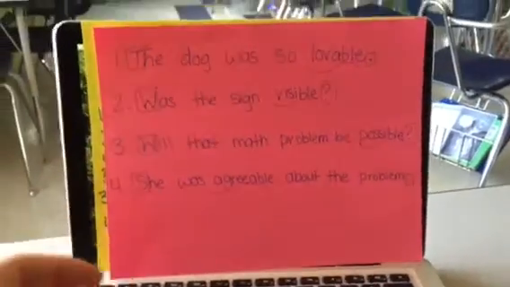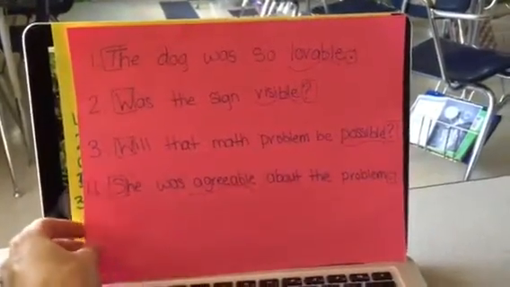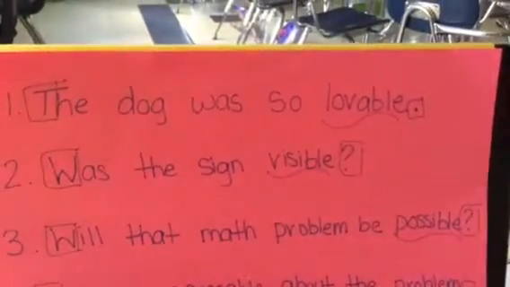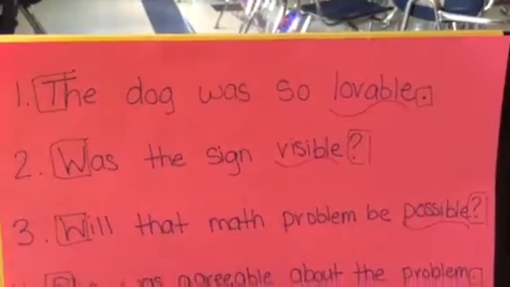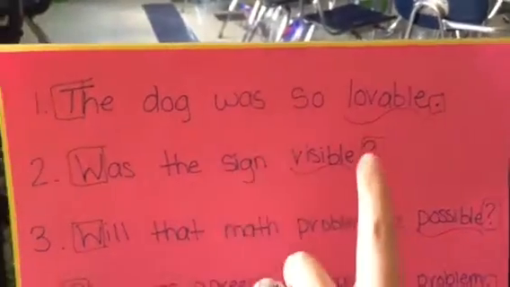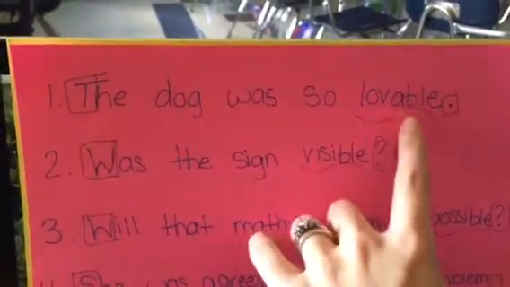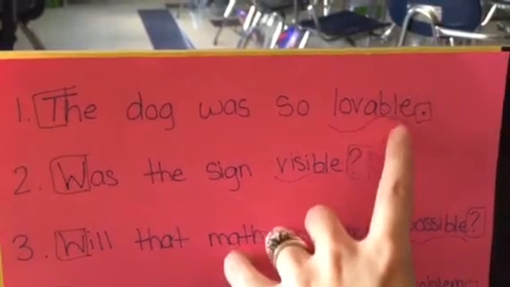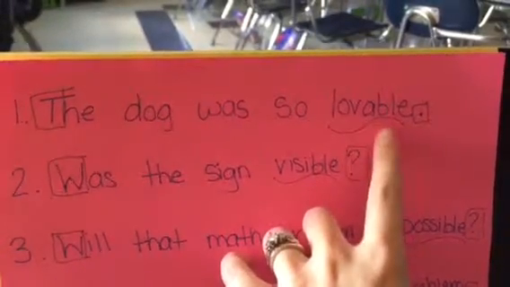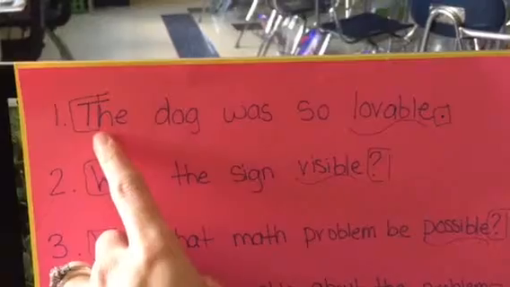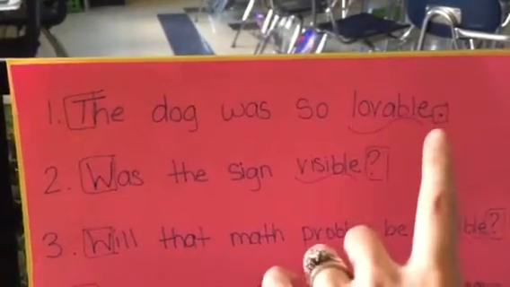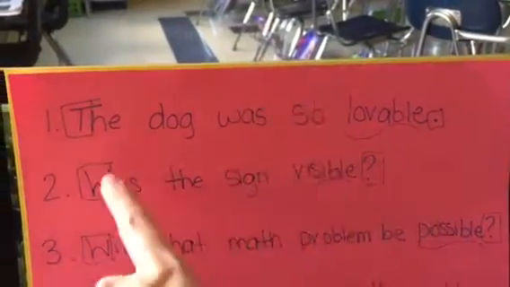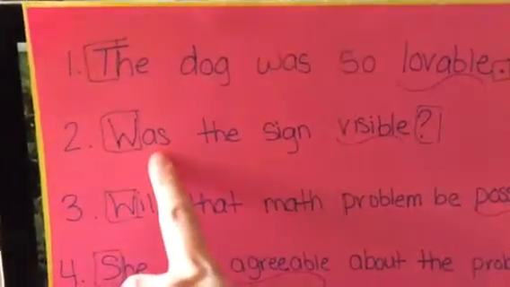All right, you guys, you've corrected your sentences and you've worked with your partners, and these are how your sentences should look. So number 1, the dog was so lovable. The word lovable, love is a word, so I added able to a word, but I dropped the E and add A-B-L-E, lovable. I capitalized my T and I put a period at the end of my sentence. Number 2, was the sign visible?